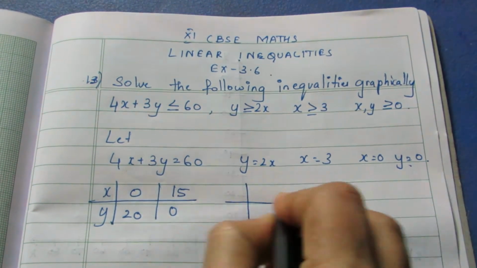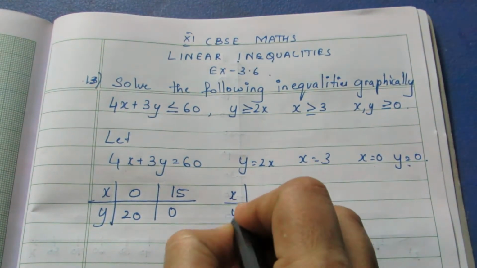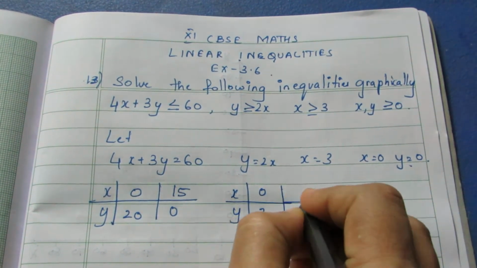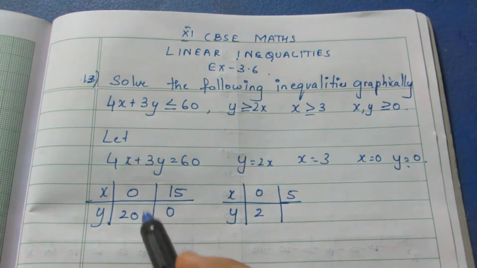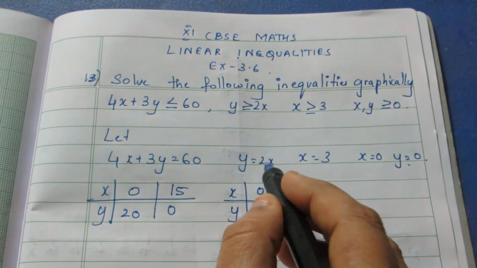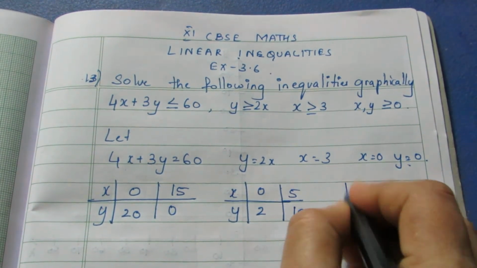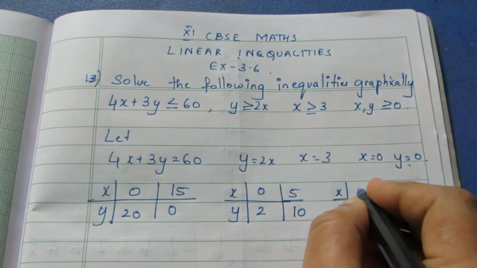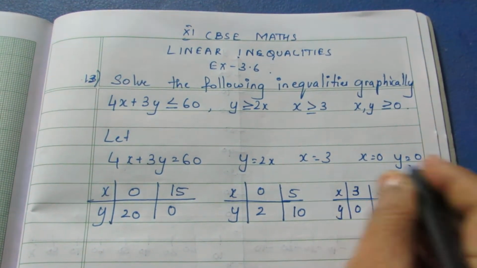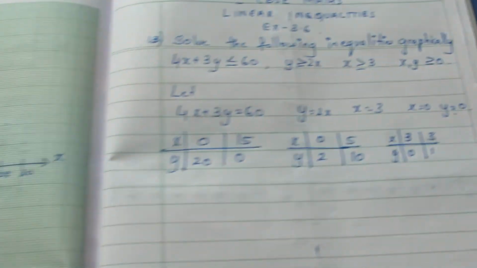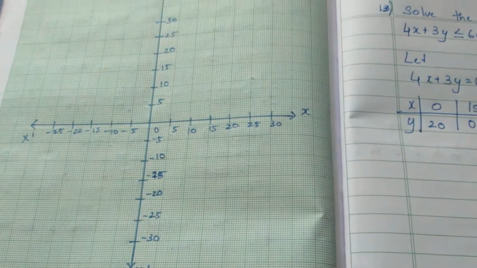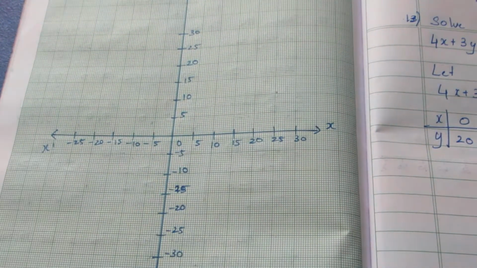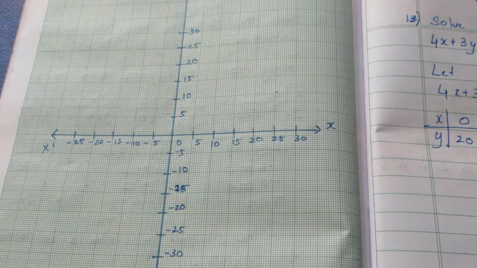Now for the second line, taking x as 0, your y will be equal to 0. Taking x as 5, because I have taken the graph in 5 tables, y will be equal to 10. As x is equal to 3, if you substitute any value of y, your x will be equal to 3. This is the graph on the x-axis and y-axis, so no need to plot any points on it. Now we'll mark the points on the graph, 0, 20. I have taken in 5 tables so that it will be easy for me to plot the points.